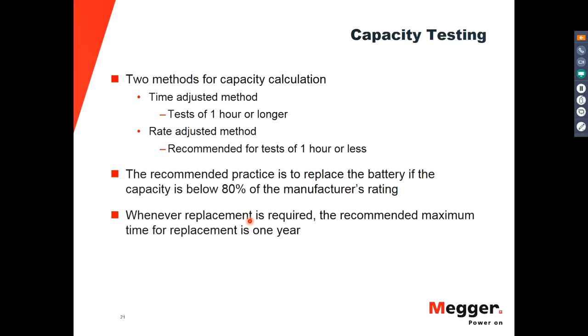So no matter what method is used, the recommended practice is to replace the battery if the capacity reaches 80% or is below 80% of the manufacturer's rating. And whenever this replacement is required, the standard gives 1 year for the replacement. So basically, you find out that your battery reached that value and you start working on the purchasing process, and well, you have 1 year.